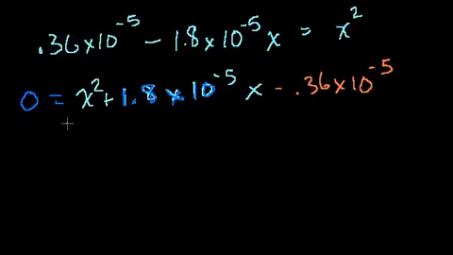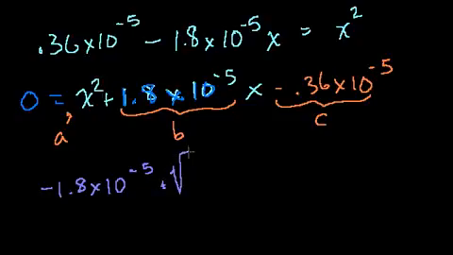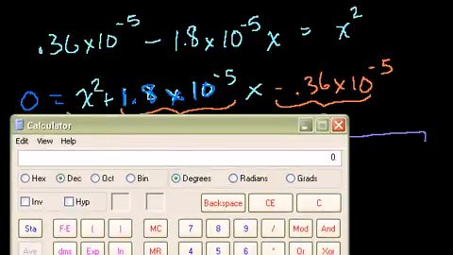So a is 1, b is this, and this is c, and you just apply that in the quadratic equation. So you get minus b, so minus 1.8 times 10 to the minus 5 power, plus or minus. We'll only have to do the plus, because if we do the minus, we'll end up with a negative concentration. So plus the square root of b squared. It's 1.8 times 10 to the negative 5, so if you square 1.8, it's 3.24.